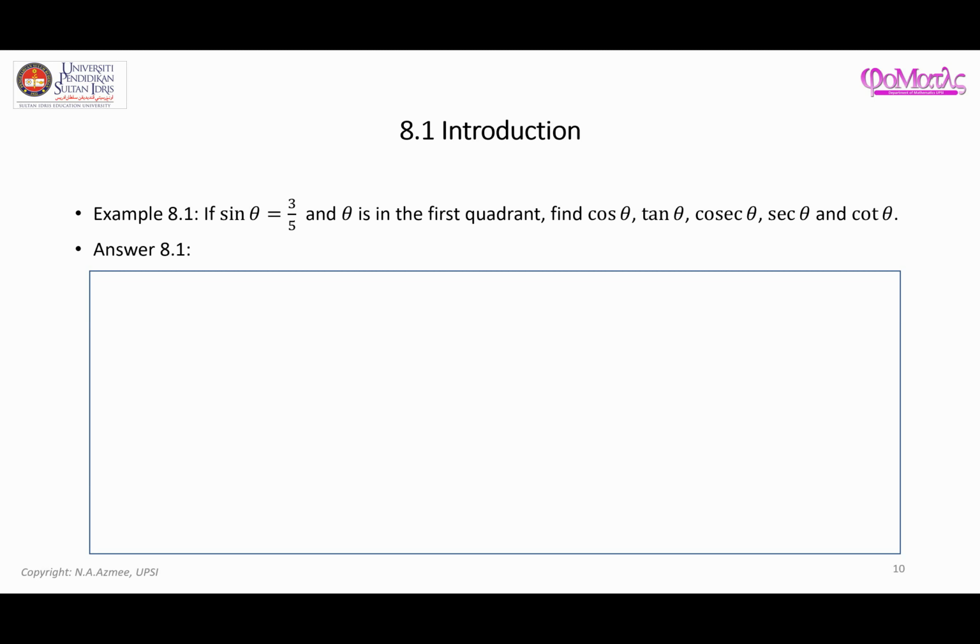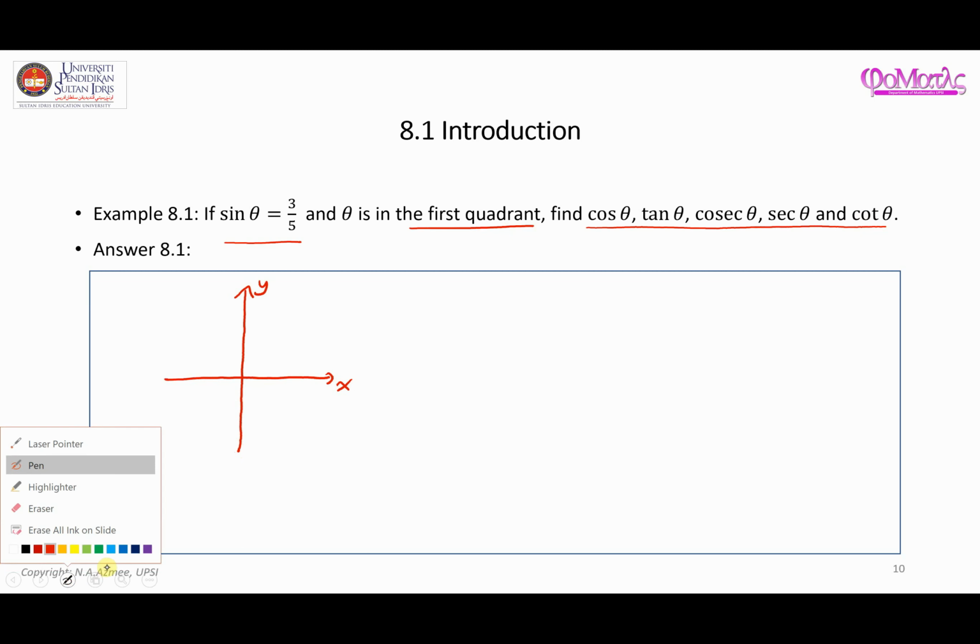In this video, I'm going to give more examples related to trigonometric ratios. We start with sine theta equals 3 over 5, and theta is in the first quadrant. Next, we have to find cosine of theta, tangent of theta, and so on. We start by sketching the position of theta. This is my x, my y. Theta is in the first quadrant, therefore theta will be somewhere here. This is my theta.